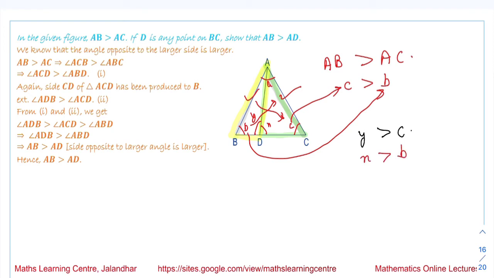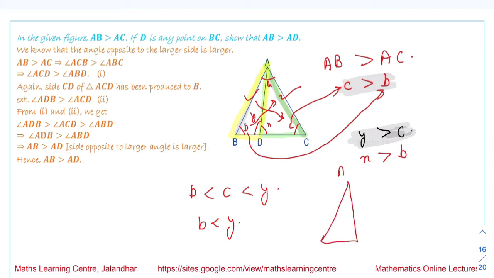So combining these first two results, C is greater than B and C is less than Y. So B is less than C and C is less than Y, so we get B is less than Y. If we look at the triangle over here, this is A, this is B, this is D. This angle is B and this angle is Y. If B is less than Y, the side opposite to B will be smaller than the side opposite to Y. So we get that AB is greater than AD.